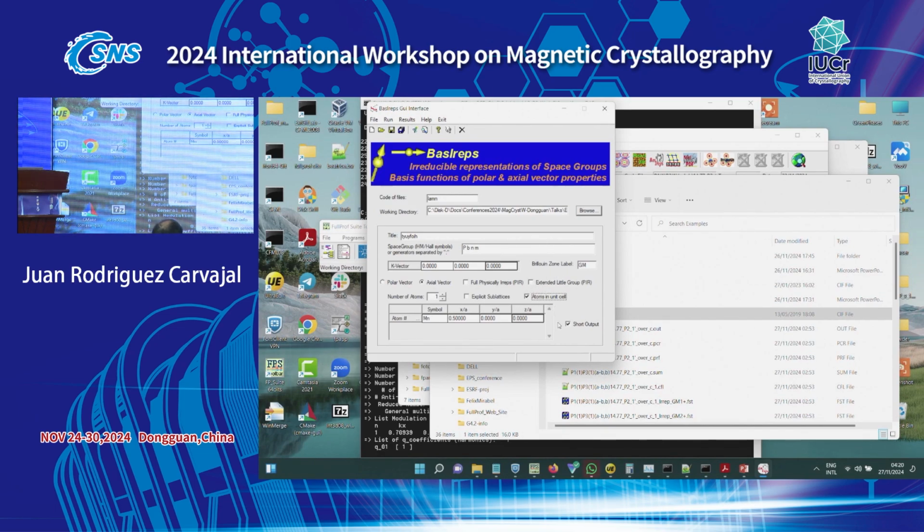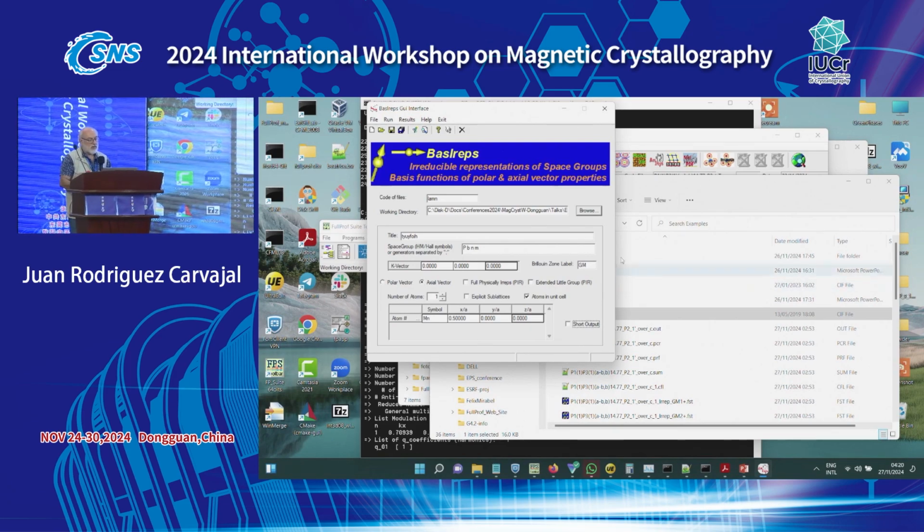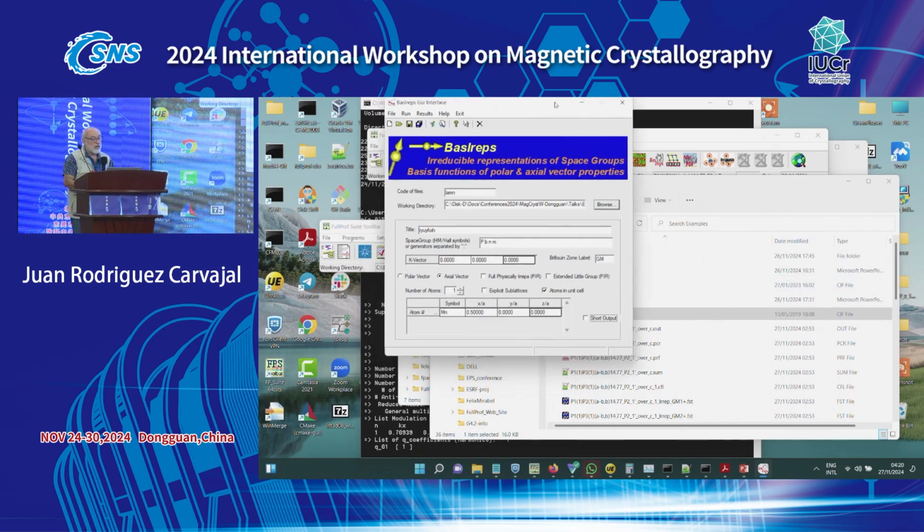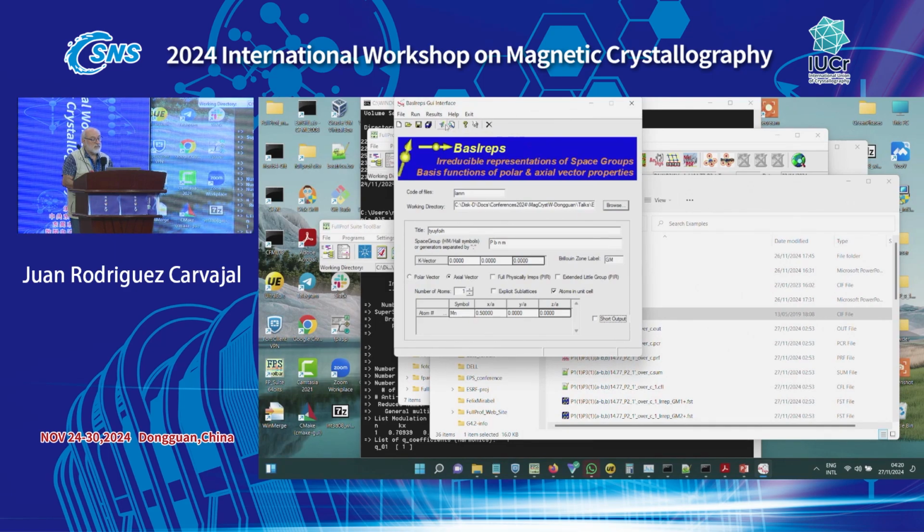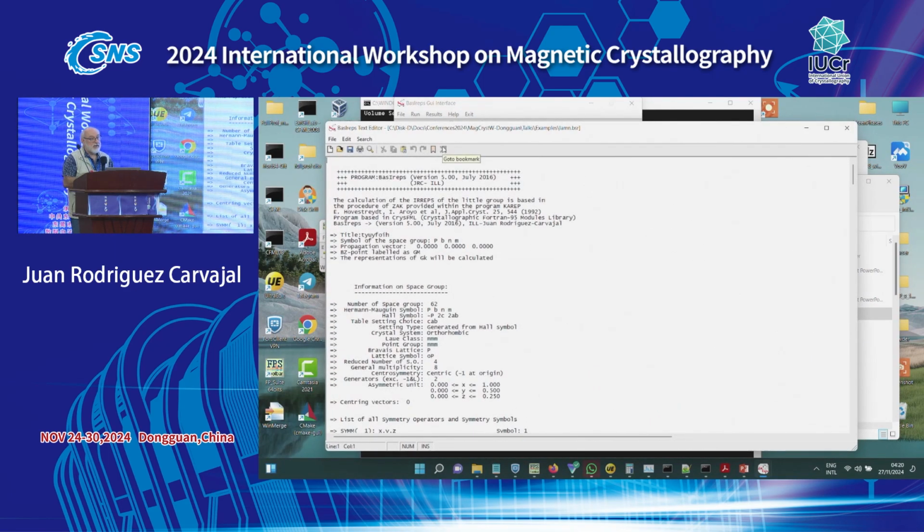But we are not concerned with that. Here you have the possibility to put short output or long output. Let me just use the long output, because in that case you will know all the calculations in detail. When you run BasIreps like that, all the calculations can be done just by clicking. You see here the calculation of the irreps and the little group is based on the procedure of Sac provided within the program CAREP. This is what I use, a part of CAREP, but I changed some things inside.